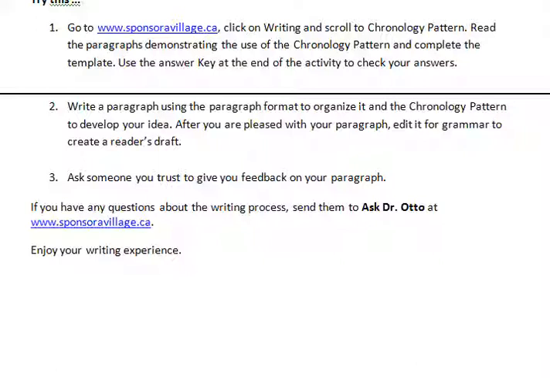After you're pleased with your paragraph, edit it for grammar to create a reader's draft. Ask someone you trust to give you feedback on your paragraph. If you have any questions about the writing process, send them to askdrotto at sponsorvillage.ca. Enjoy your writing experience.